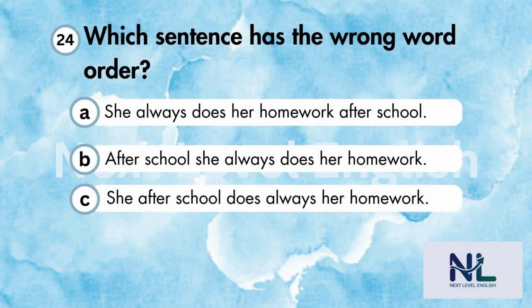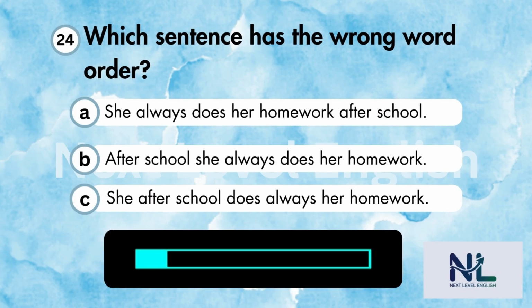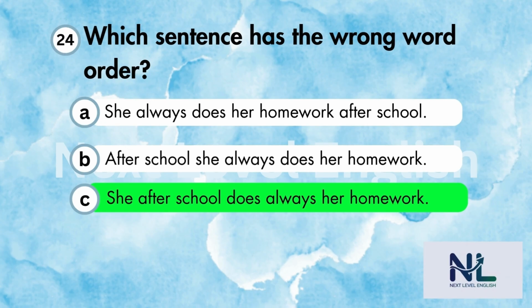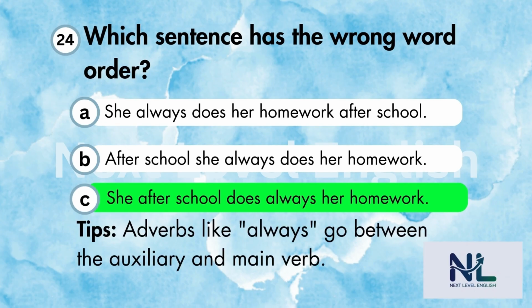24. Which sentence has the wrong word order? She after school does always her homework. Tips: adverbs like always go between the auxiliary and main verb.